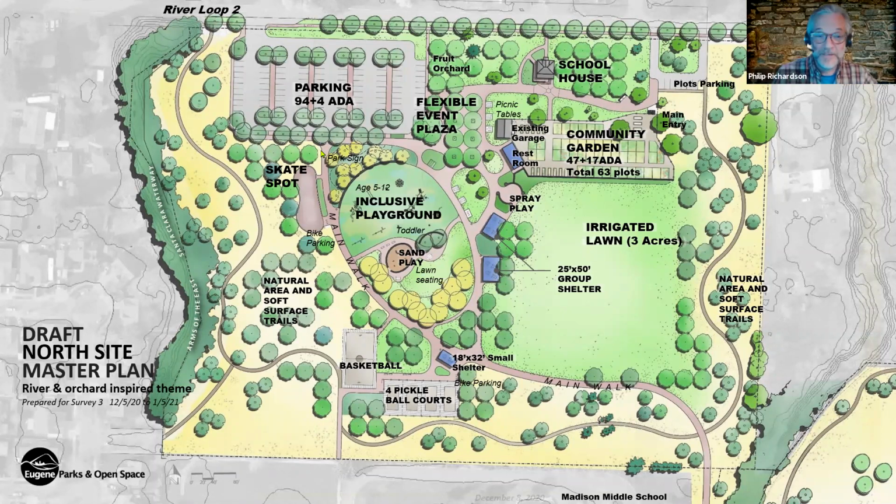Okay, actually, this is the final question. If you have questions on your mind, please type them in, because we still have time to answer more. The question is, can the phase one parking lot off River Loop 2 be scaled back to allow for some play courts to be constructed if shared parking can be obtained with the Madison Middle School?